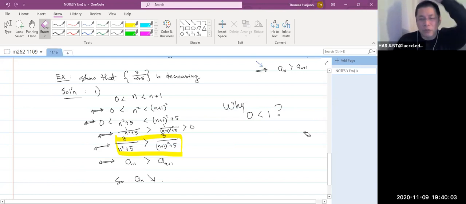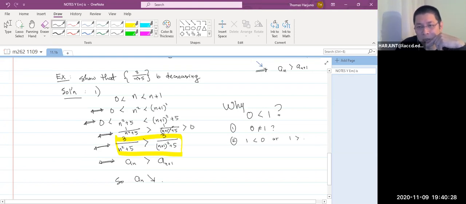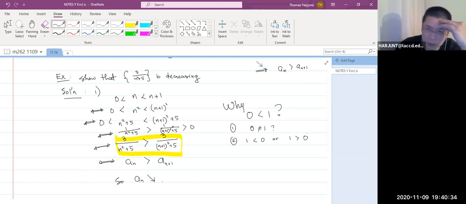The argument, actually, by the way, the argument will be first, I need to show that 0 is not equal to 1. How do you show that? That's basically the first thing you need to show. Second, by trichotomy, because 0 is not equal to 1, then 1 is either less than 0 or 1 is greater than 0. See, a real number is either positive or negative or 0.